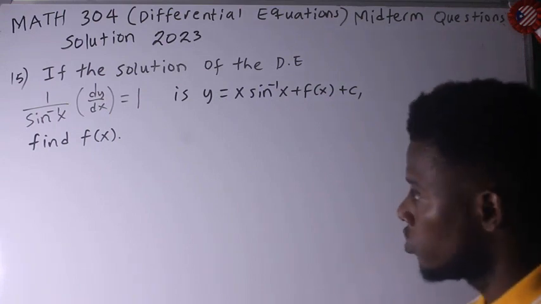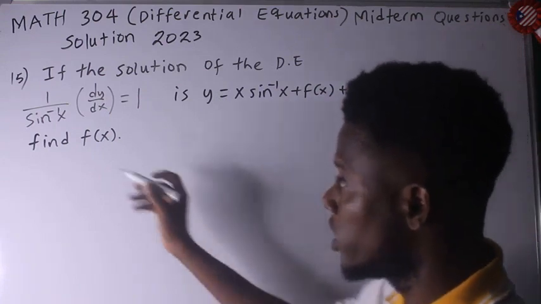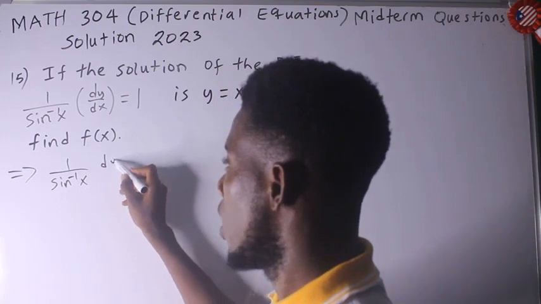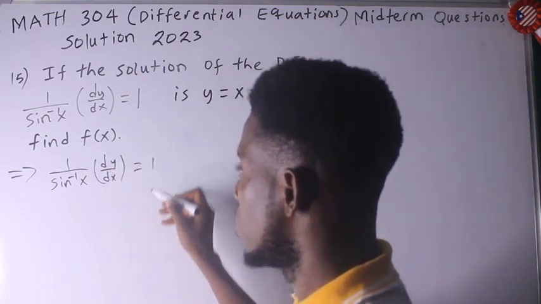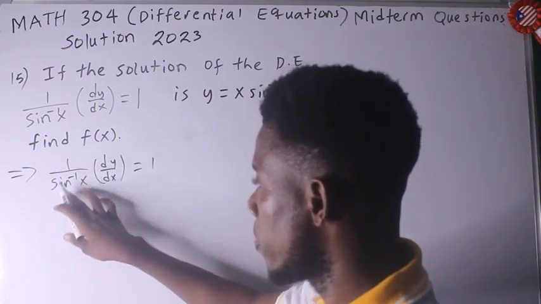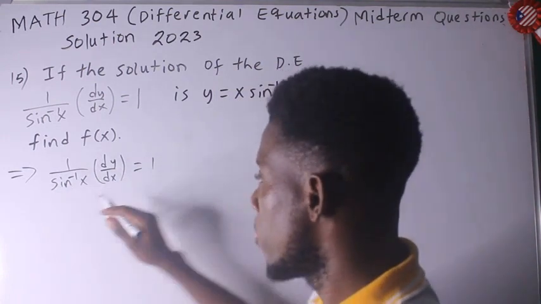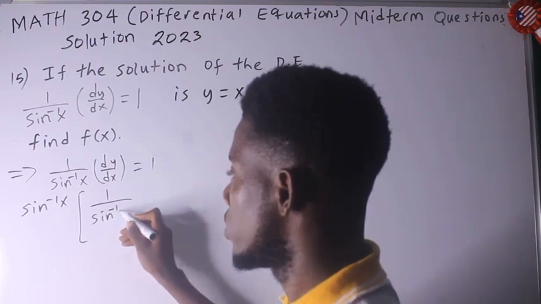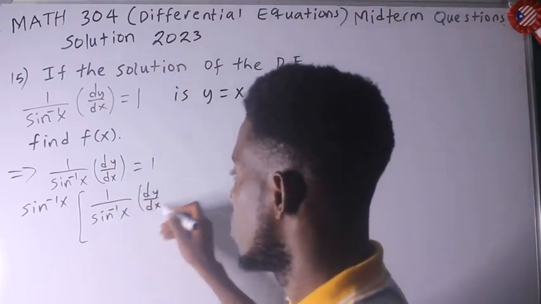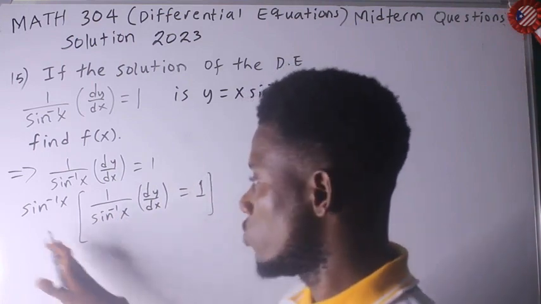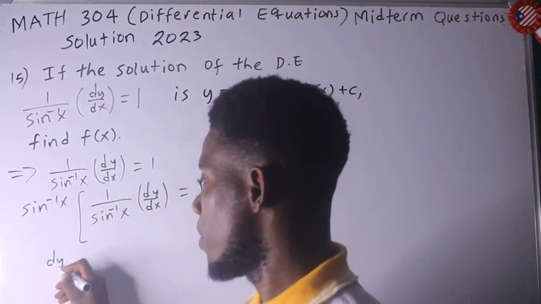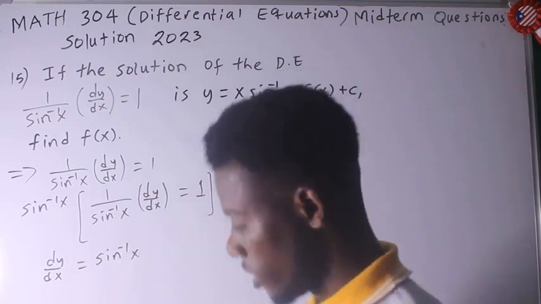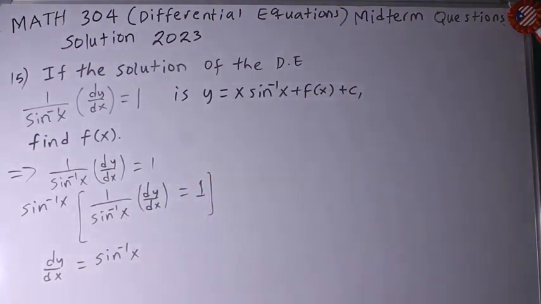But what we have to do here is just simple. We take 1 over sine inverse x dy by dx equal 1. And then we multiply the entire equation by sine inverse of x. So we have sine inverse of x times 1 over sine inverse x dy by dx equals 1. This and this are going to cancel out. We're just going to have dy by dx is equal to sine inverse of x.